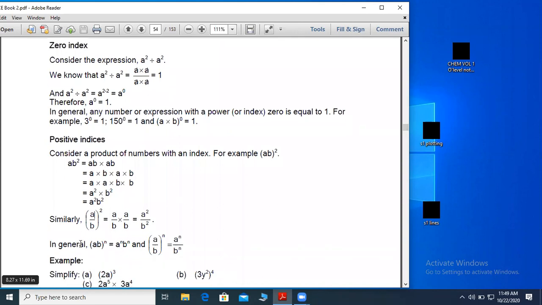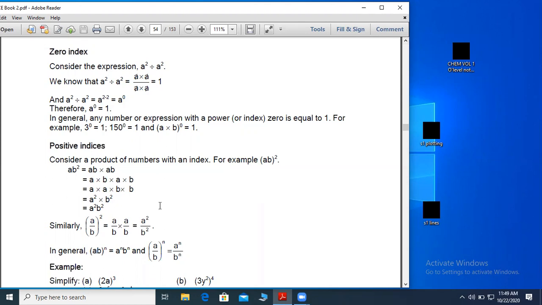So in general, this is what we have. ab to power n will be the same as having a to power n, then b to power n. I think this is okay from what we have seen. And a out of b to power n is the same as bringing the power inside, a to power n out of b to power n. So this is the simplified part. In general, that is what we get.